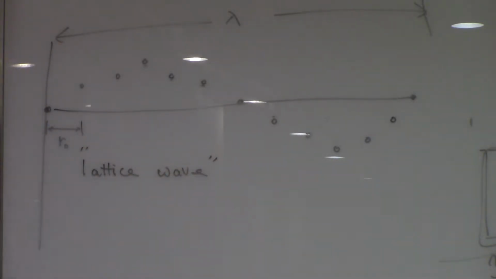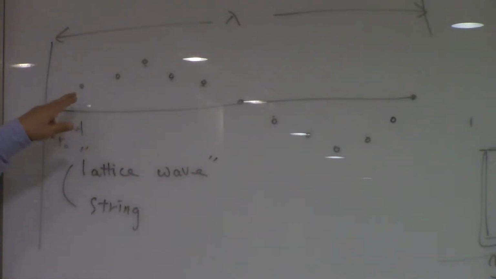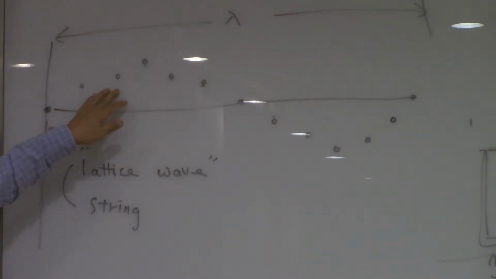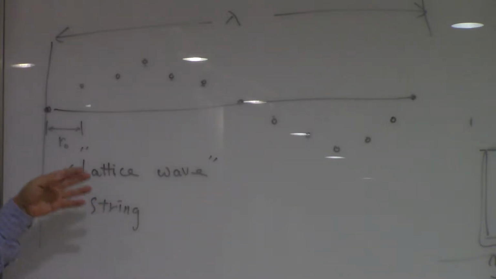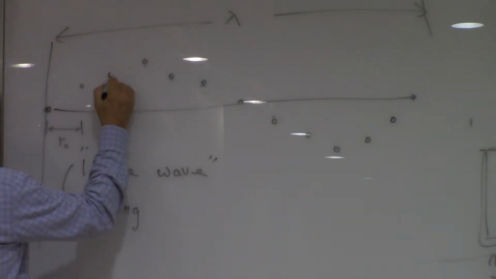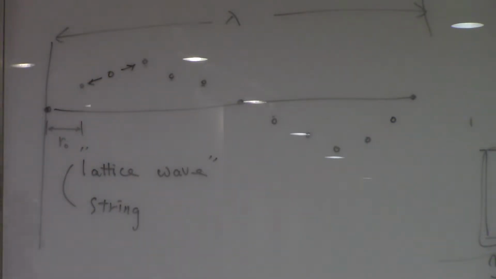What is the difference between the lattice wave and the string? In a lattice wave, only the atoms exist. There is nothing between the atoms. Okay? And the tension exists in the string, but in a lattice wave, the Coulombic force between the two atoms is going to react. Okay? So that is the difference.